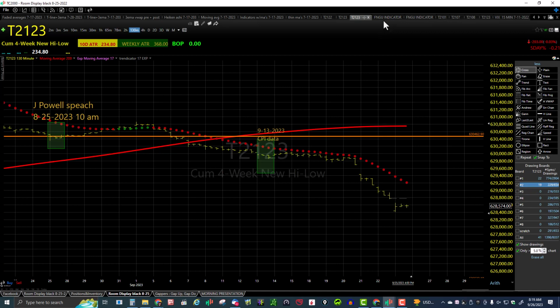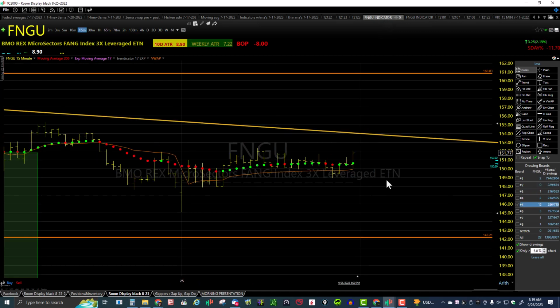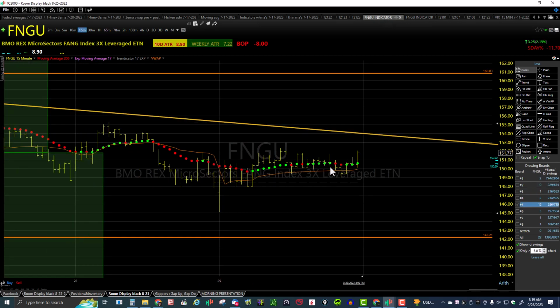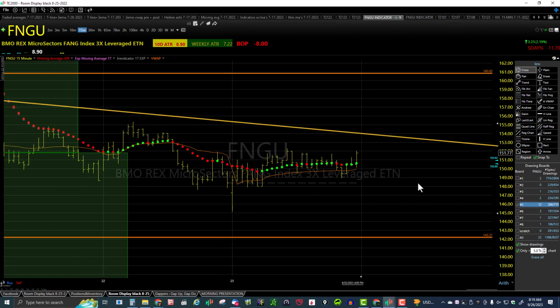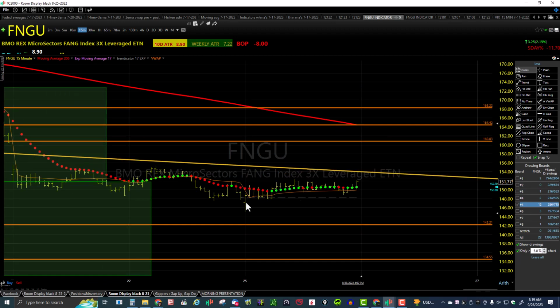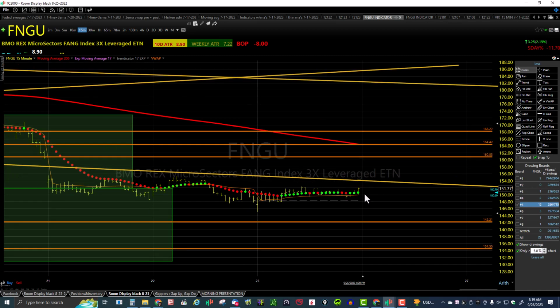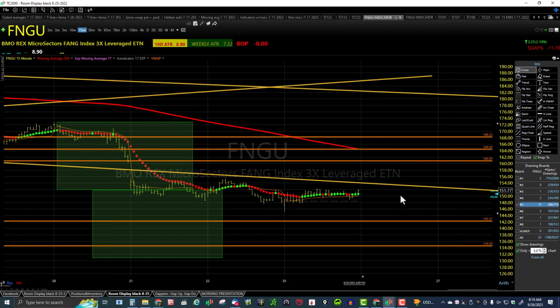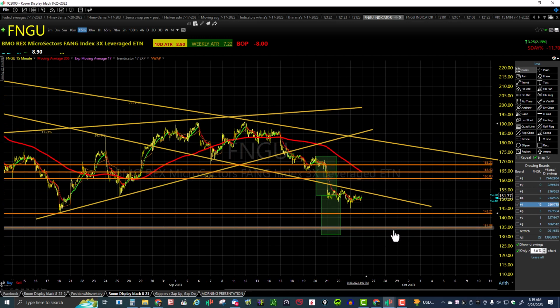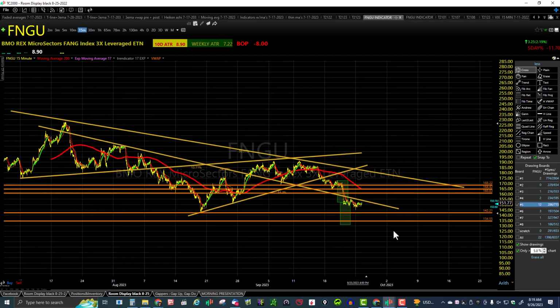Let's go take a peek at FNGU because this is what moves the SPY and the QQQ. So here's the price action for FNGU yesterday. A little bit of selling, just kind of trying to hold the price at a level. And the bulls came in and just kind of moved it up just ever so slightly, trying to get back over this downtrend line right there. And where does that downtrend line start? All the way back at the highs right there.